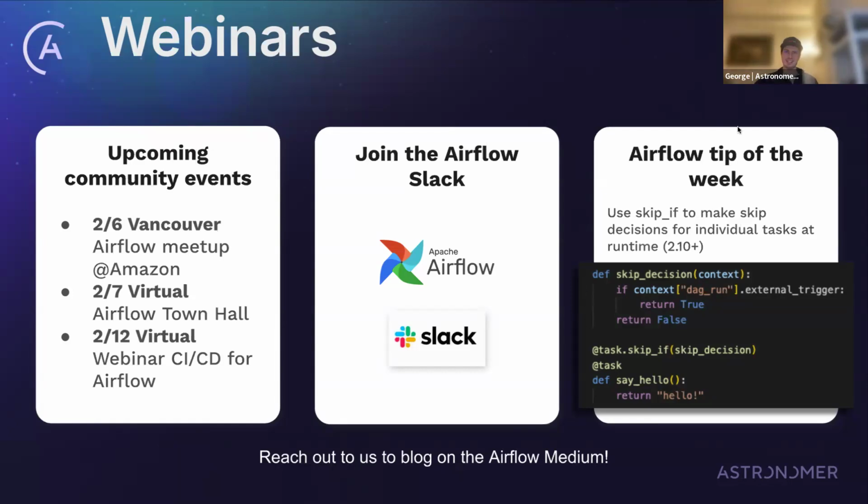And Airflow tip of the week: use skip if to make skip decisions for individual tasks at runtime. So this is kind of a runtime branch operator, where instead of having to have an operator that does this short circuit, you now can have a skip if and define that skip if function. So super cool little tidbit there.